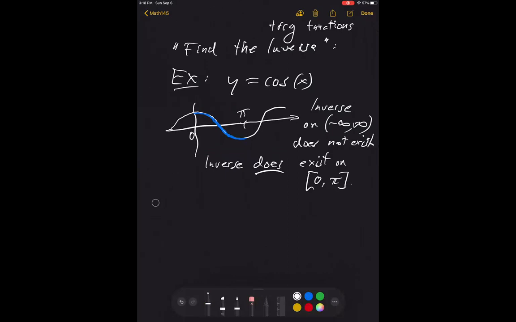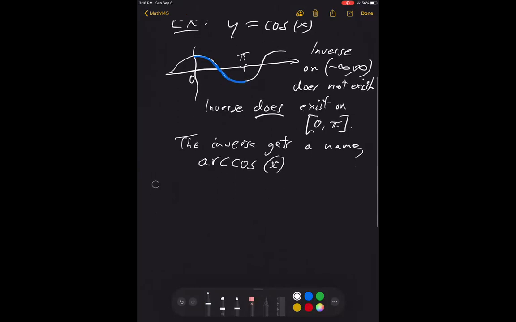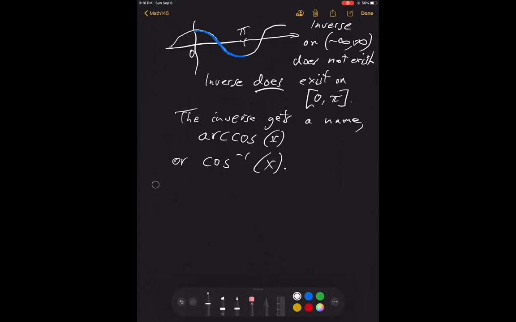And what can we say about it? It gets a name. And my favorite name for the inverse is arccosine of x. And some people instead call it cosine with an exponent -1 of x. And I'll talk at the end for a second about why I like that first name better, arccosine of x. But you better be prepared to see that in books out there. People use either one.